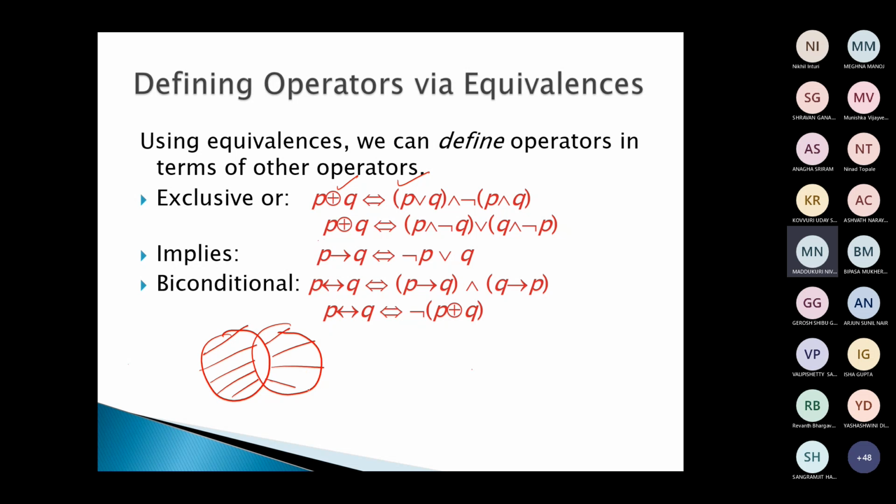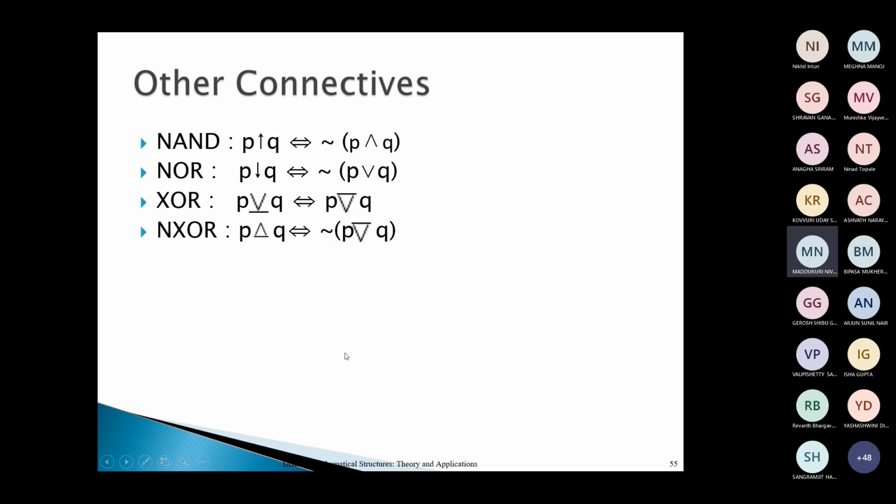So it is only A and only B, ma'am. Only A and only B. Correct. Exactly. That common portion should not be there. That is the meaning of exclusive OR. That's what we are saying, right? Either P or Q, but both P and Q cannot be there. That is the meaning of exclusive OR, right? Yes. Okay, all these things we know already.